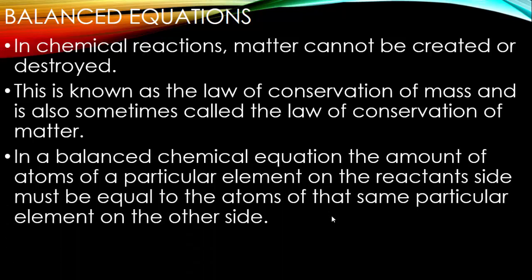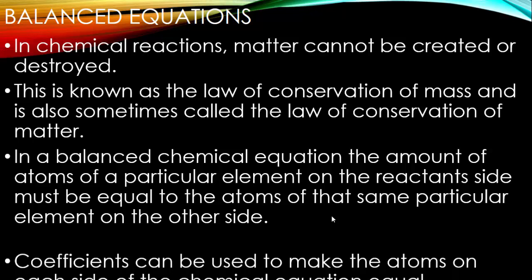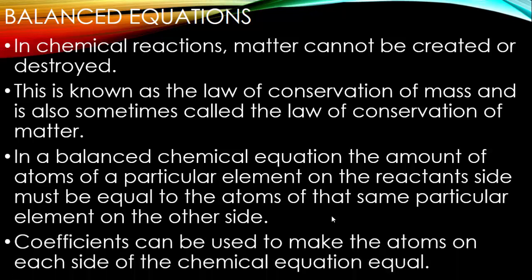Now, in a balanced chemical equation, the amount of atoms of a particular element on the reactant side must be equal to the atoms of that same particular element on the other side. All right, now coefficients, which are large numbers in front of the element symbol, can be used to make the atoms on each side of the chemical equation equal. So let's take a look at that.